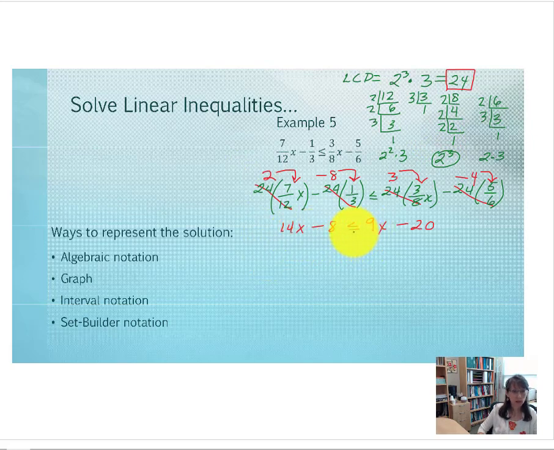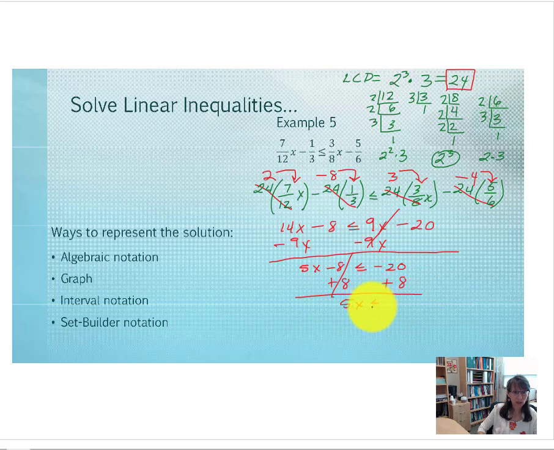So it looks like we're ready to collect all our variables on the left side of the inequality. I'll subtract 9x from each side. So it's eliminated from the right side, and it looks like 5x minus 8 is less or equal to negative 20. And adding 8 to both sides of the inequality results in 5x less or equal to negative 12. So all we have to do now is divide each side by 5, and because it's positive 5, I do keep the less or equal to symbol. So x is less or equal to negative 12/5.